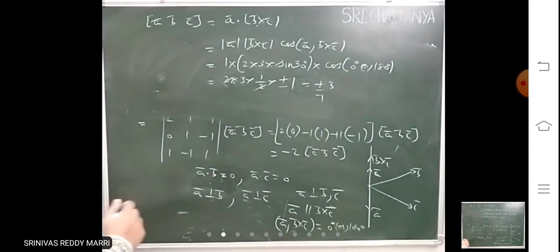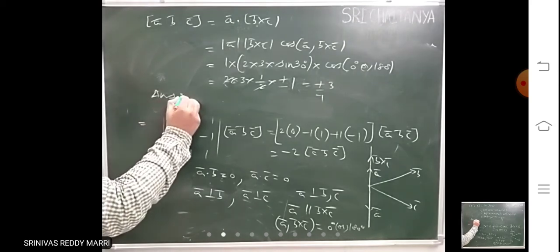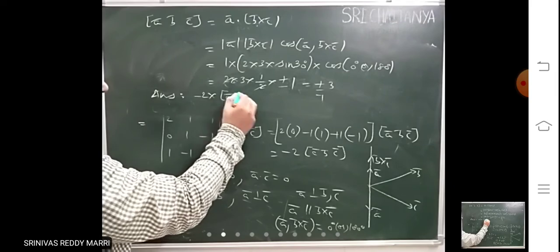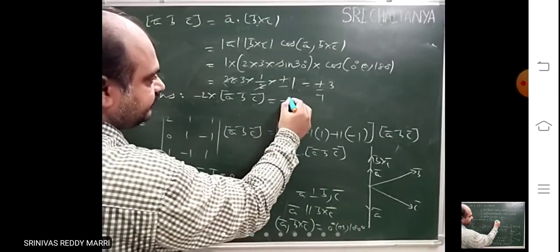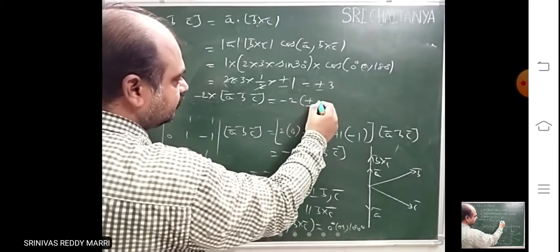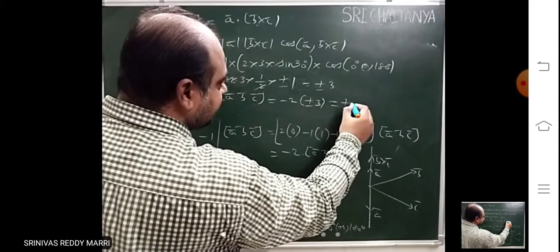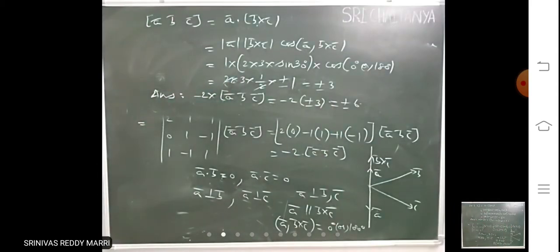So therefore, the required answer is what? What you want is minus 2 into, what he is asking, this one we have calculated now. So that means minus 2 into plus or minus 3. That means plus or minus 6. That is the answer.